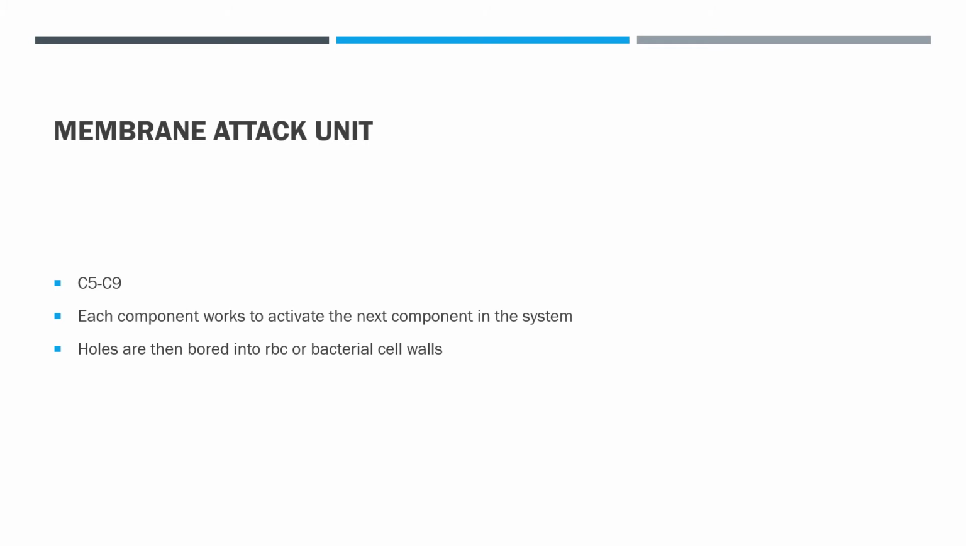Activated C3 leads to the development of the membrane attack unit, and the membrane attack unit includes complement components C5 through C9. Each component works to activate the next component in the system. It's actually amplified. C9 then attacks additional red cells and bacterial cell membranes by boring holes into them. The contents of the red cell or bacterial cell leak into the plasma, leading to intravascular hemolysis or bacterial cellular destruction. It is important to note that once complement is activated, each step that follows is more amplified.